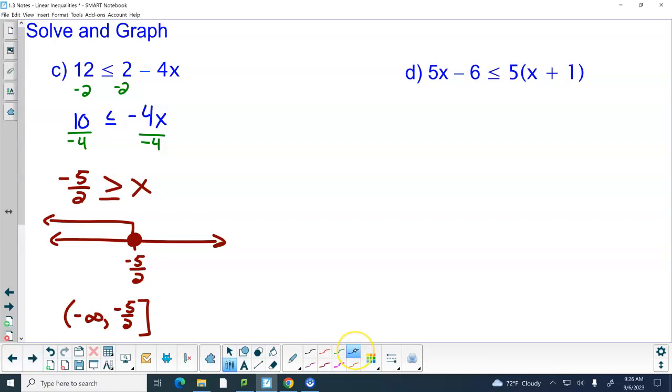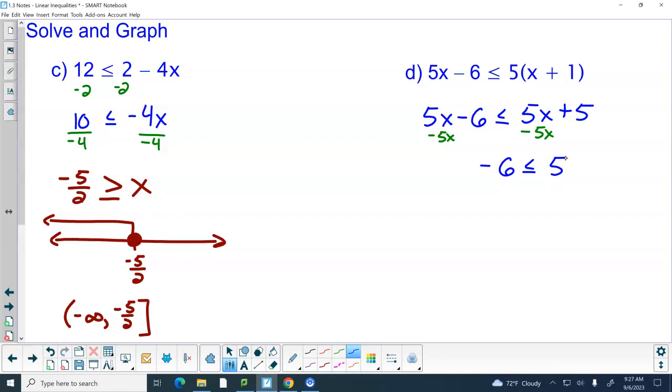Distribute here first on letter D: 5x minus 6 less than or equal to 5x plus 5. If I subtract 5x from both sides, that gives me negative 6 is less than or equal to positive 5. Uh-oh, what happened? What just happened to my variable? Gone. So can I solve any farther? No, I can't solve any farther.